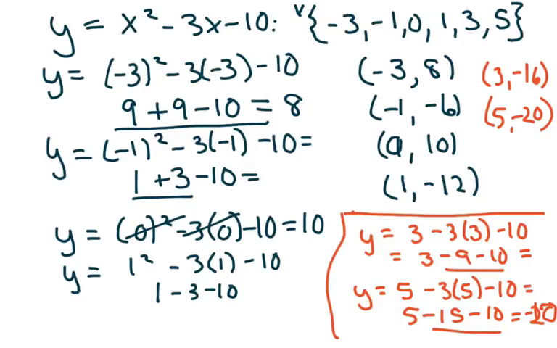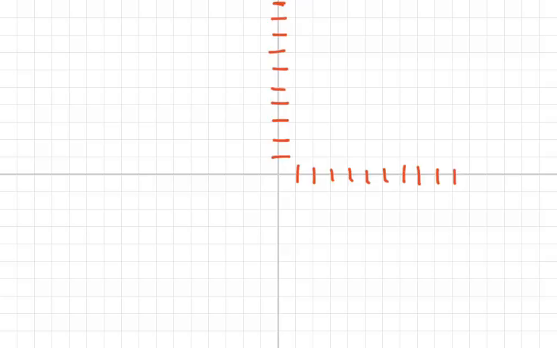So the first one we're going to graph is -3, 8. So this is -4. So -3 is going to be here. And this will be 2, 4, 6, 8. So we have 8. And this in between is -3. So we go here. And there's that point.